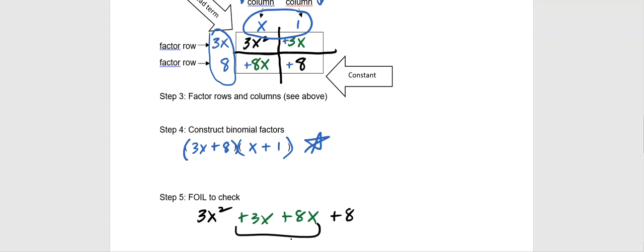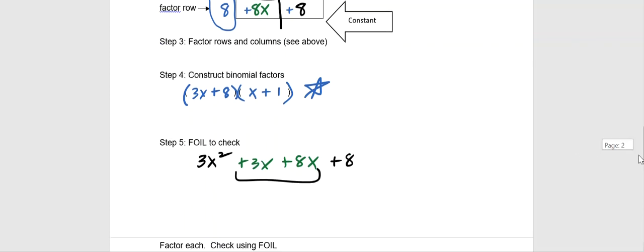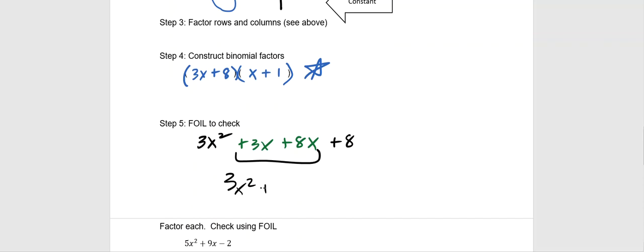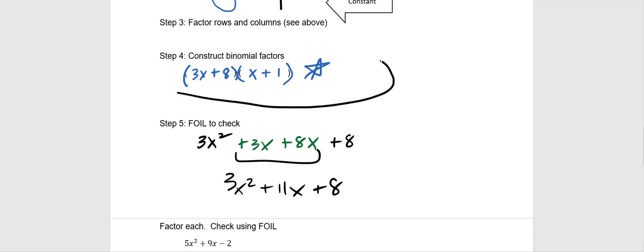When I combine these terms together, I'm back to 3x squared. There's my 11x. Hey, those were those two terms we filled in the box, plus 8. So I know I'm good to go. So my final factored answer we've proven is right there.